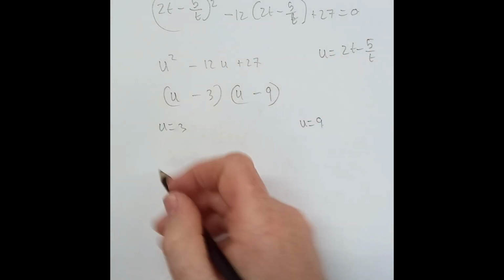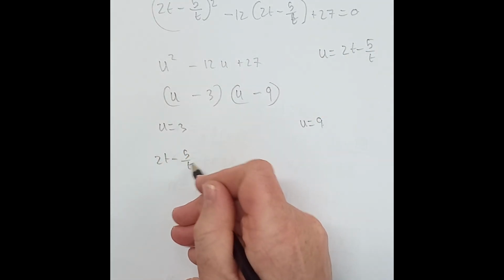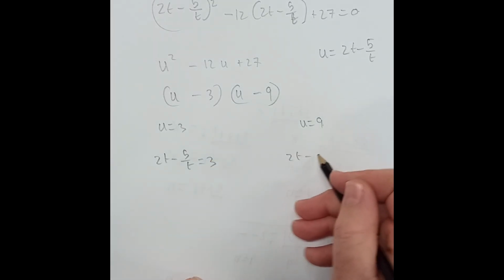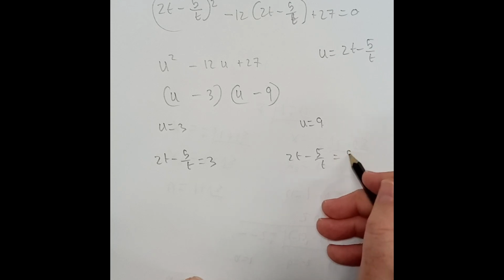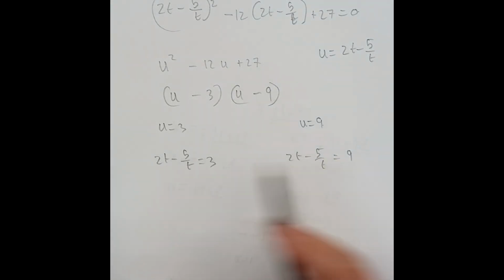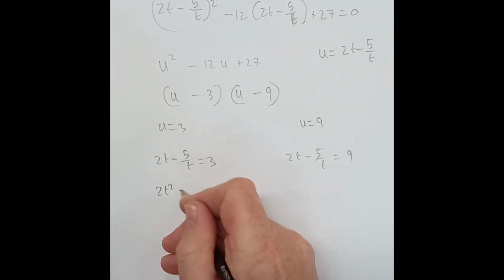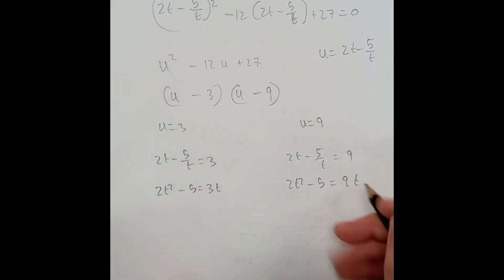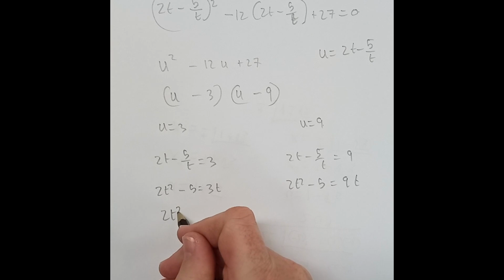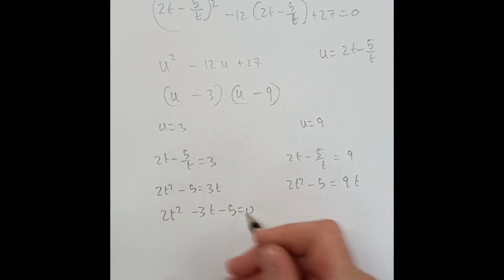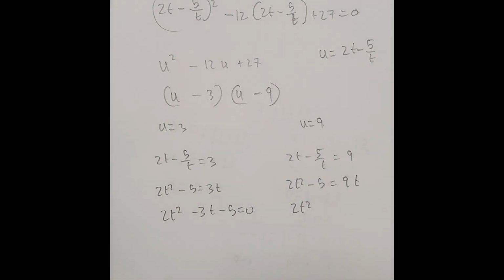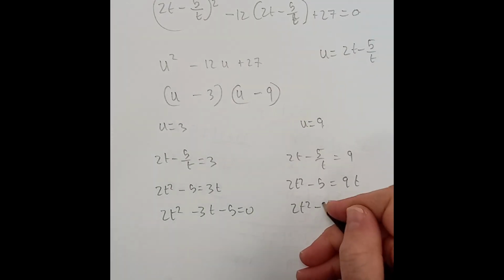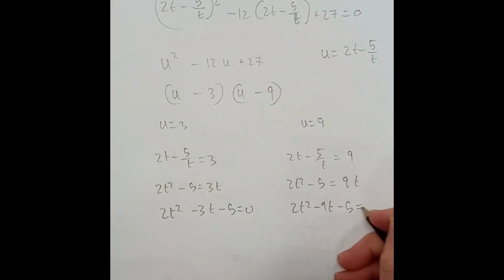So now we can just replace the u, so that's 2t minus 5 over t is equal to 3, and 2t minus 5 over t is equal to 9. Now I just have to solve these, so multiply both sides by t. 2t squared minus 5 is equal to 3t. 2t squared minus 5 is equal to 9t. Rearrange to get a quadratic. 2t squared minus 3t minus 5 equals 0, and 2t squared minus 9t minus 5 equals 0.